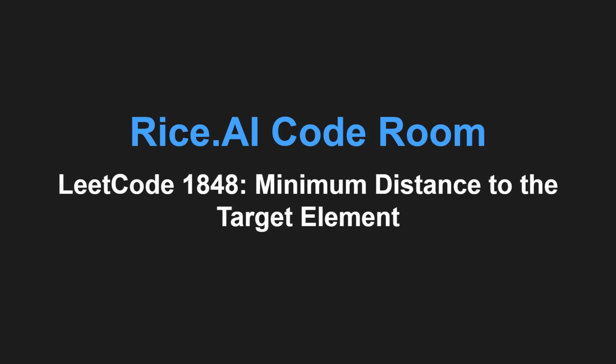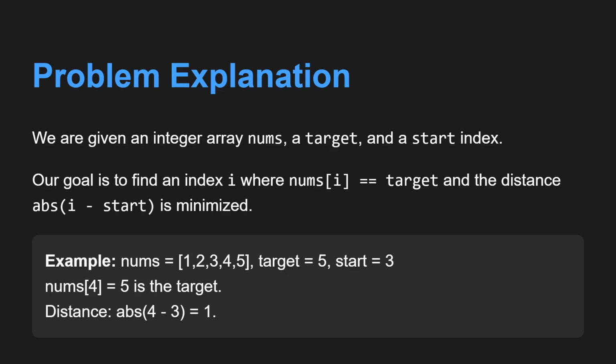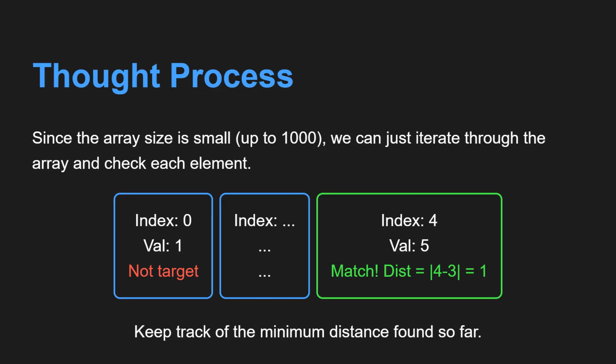Today we are tackling LeetCode 1848, minimum distance to the target element. The problem gives us an integer array, a target value, and a starting index. We need to find the occurrence of the target that is closest to our start index, and return that minimum absolute distance. Because the array length is up to 1000, a simple linear scan is perfectly efficient.